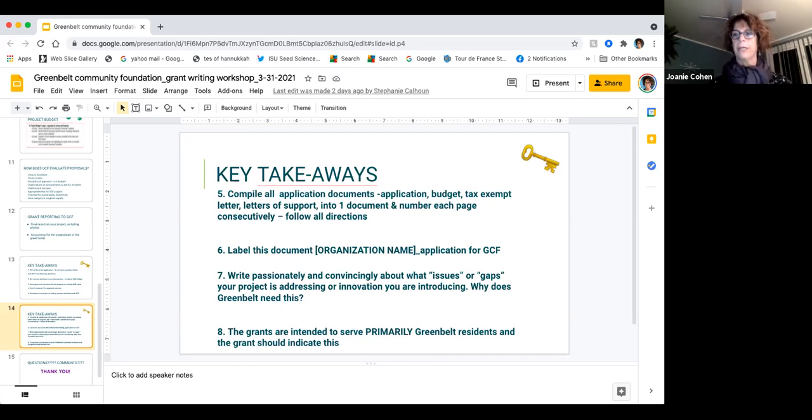People like a story. I notice a lot of people on Facebook now call themselves visual storytellers. Storytelling has cachet. So tell your story about why your project matters. And again, just the very last thing, because I don't think we can say this enough, the grants are intended to serve primarily Greenbelt residents. And the grant really needs to let us know that.